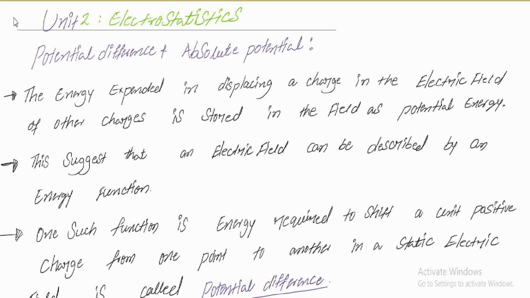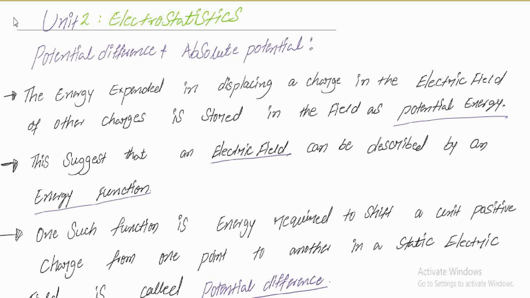The energy expended in displacing a charge in the electric field of other charges is stored in the field as potential energy. So how is it stored? The energy is stored in the form of potential energy. This suggests that an electric field can be described by an energy function. What does it mean? Because the electric field is storing the energy, the energy is stored in the field as potential energy. So we can consider that electric field as an energy function.